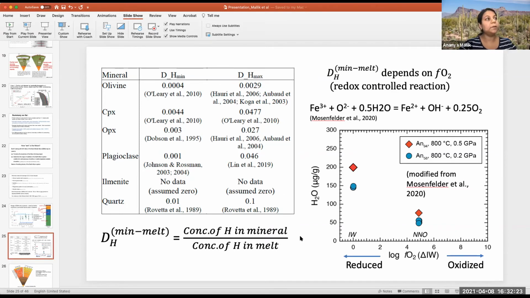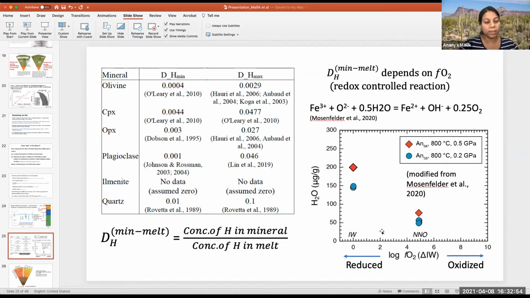So recently, a couple of studies actually, so this one right here, Lin et al., they estimated the hydrogen partition coefficients applicable for reduced lunar conditions, and they found that hydrogen is actually more compatible than it would be for more oxidized terrestrial conditions. And so a possible redox reaction that could be going on here is that when you reduce iron, in doing so, you basically make the hydrogen more compatible in the mineral.